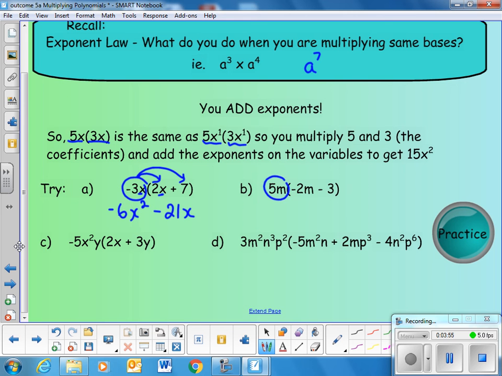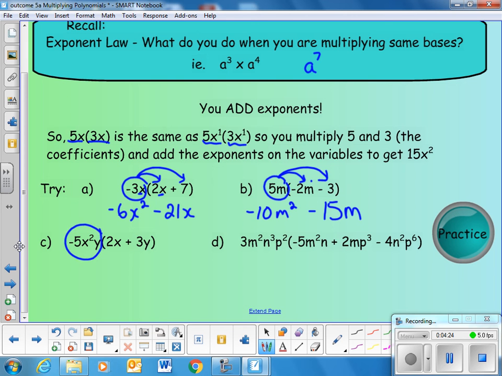Part B, 5m times negative 2n. Multiply the numbers out front, or the coefficients. So 5 times negative 2 is negative 10. Then we have m's, add the exponents. 1 plus 1 is 2, so we have negative 10m squared. Then 5 times negative 3 is negative 15, and we just have a single m, exponent 1.